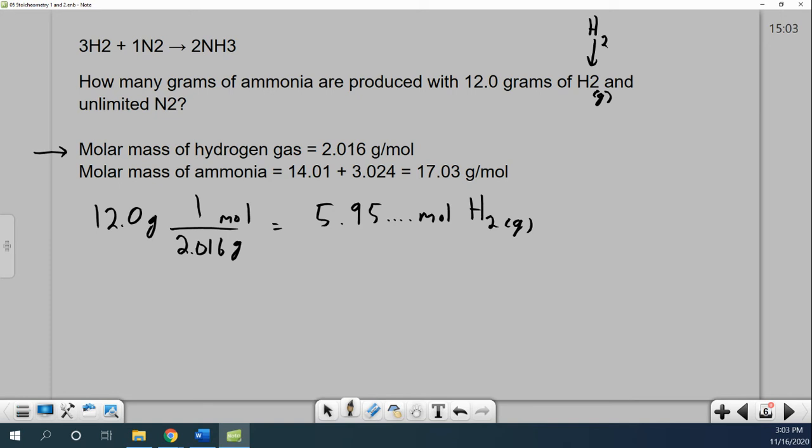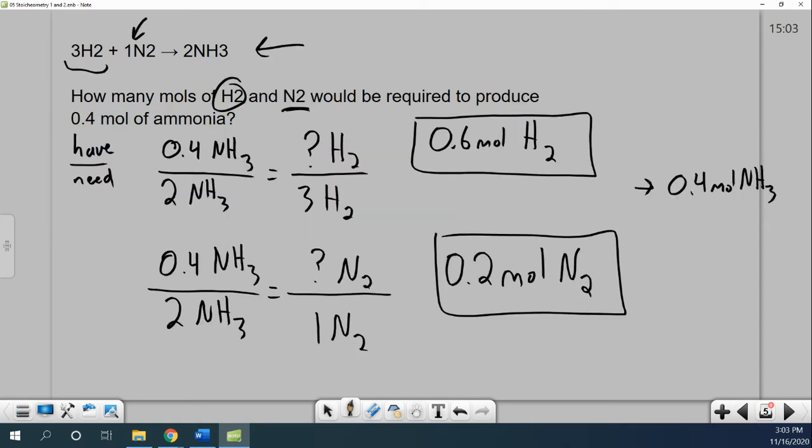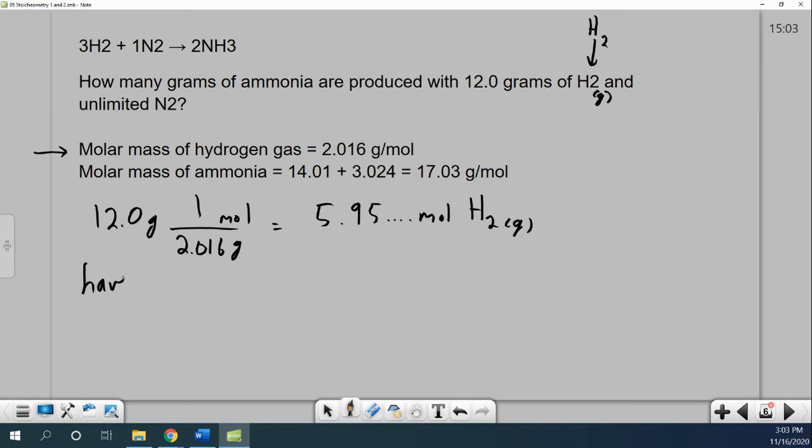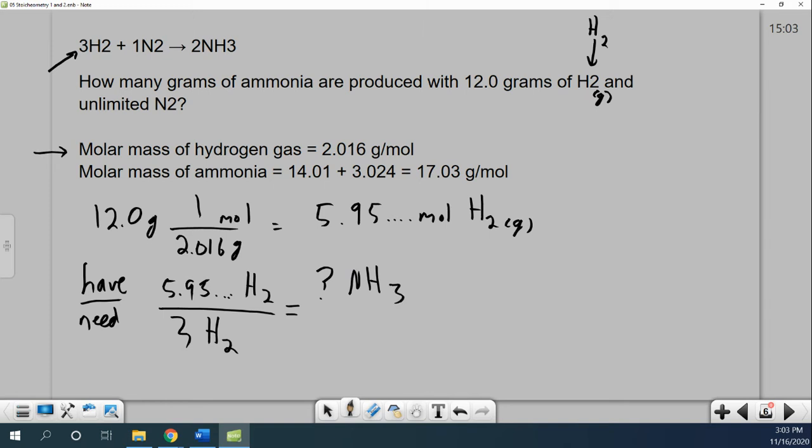All right. Now I need to figure out how much ammonia I'm going to have. So what's that formula again? Oh yeah, what do I have over what do I need? Well, I have 5.95 H2s. I need 3 of them to make a reaction happen. I don't know how much ammonia I've got, but I know that when an equation's done, each recipe should spit out 2 of them. So I take that, cross multiply and divide, and I get 3.968 moles of NH3.